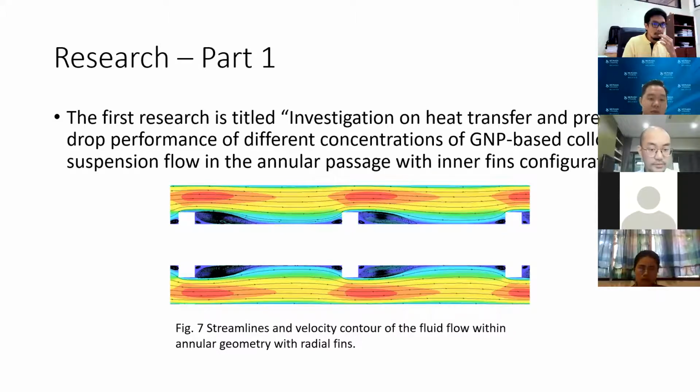So for part one of the research, it's titled Investigation on Heat Transfer and Pressure Drop Performance of Different Concentration of GNP-based colloidal suspension flow in an annular passage with inner fin configurations. So if you see the protrusion here, it's actually the fin, right? When fluid passes through this area, it will create a recirculation zone here in the purple color area. And this red or orange area here will have an increase in the flow rate or the velocity. So here we will have a heat transfer enhancement in this area.